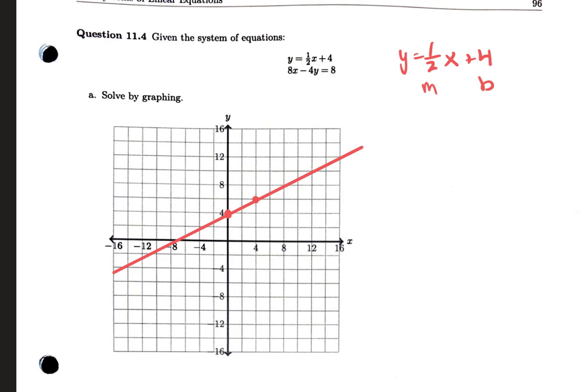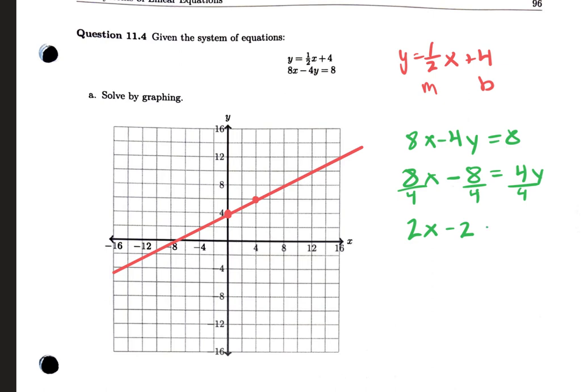My other equation, I have this 8x minus 4y equals 8. So I'm going to add that 4y over to the other side and divide both sides by 4. We get 2x minus 2 equals y. So we have our slope and our y-intercept. So our slope is -2.